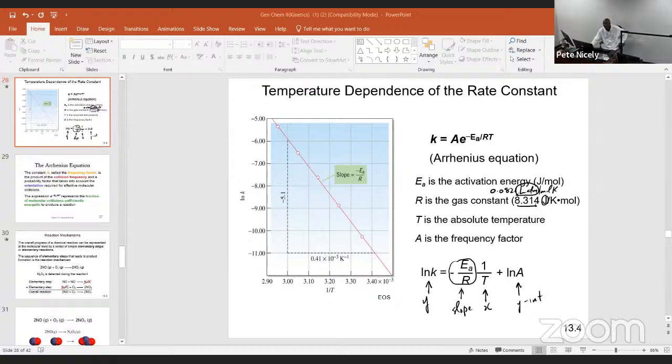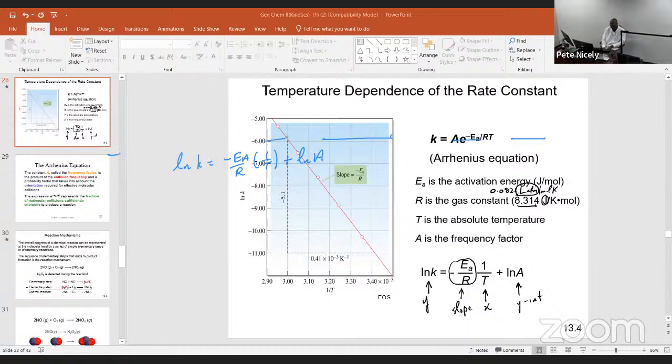Okay, so the equation we're going to use is ln k equal to minus EA over R times 1 over T plus ln A, right? Now, in this case, they gave you two values of k and two values of temperature, right?